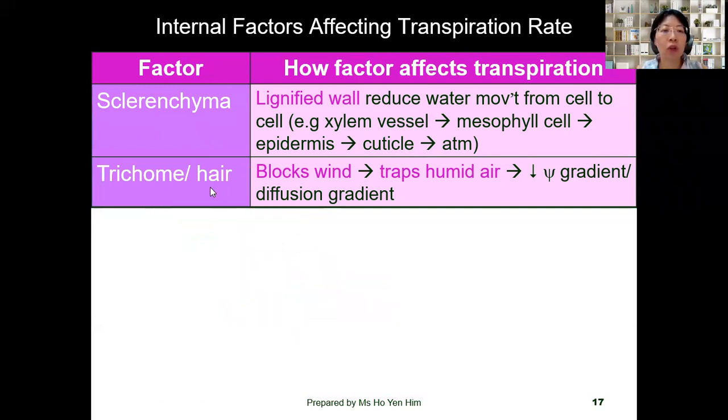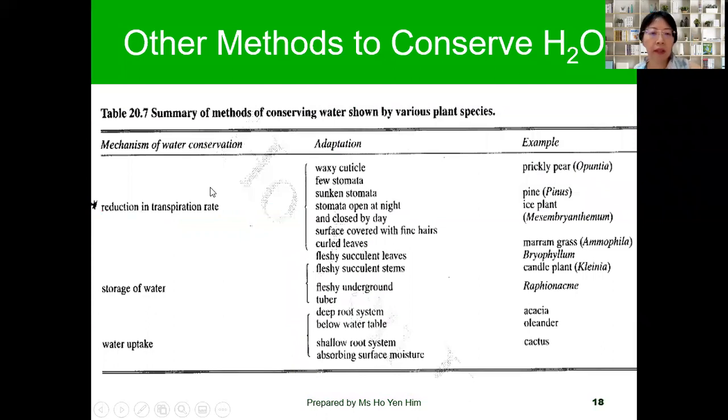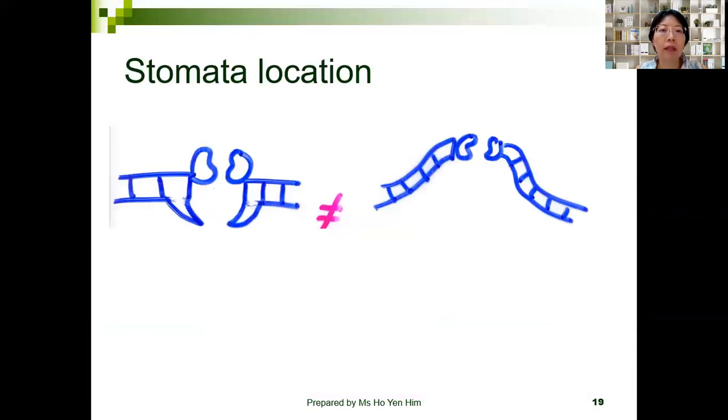All right, so this is a table which I've given to you in your notes, which not only explains the adaptation to reduce water loss in the leaf, but also in other parts of the plant as general knowledge. This is general knowledge because for your syllabus, you only need to know the adaptation of the leaf. Now, this is stomata location.